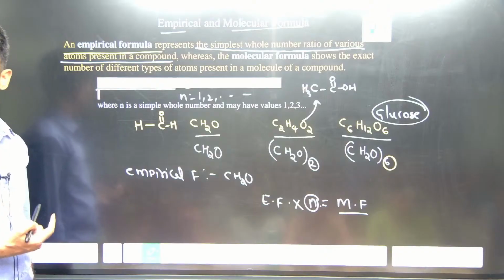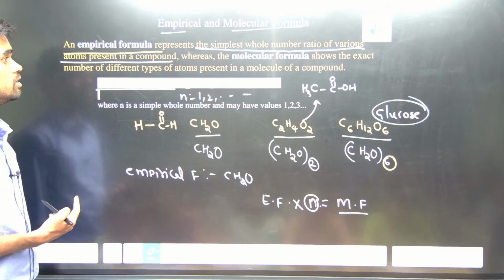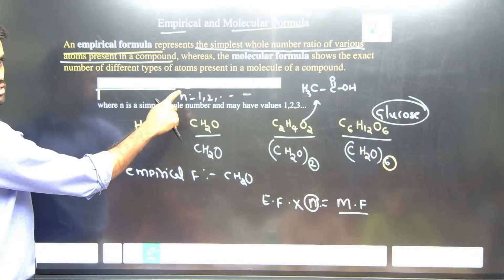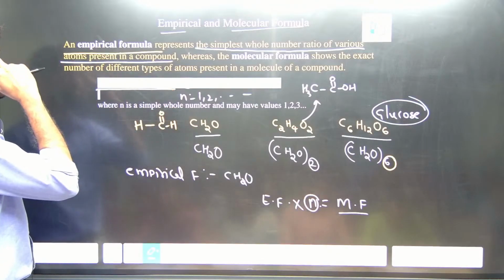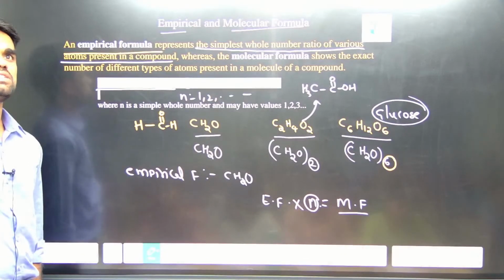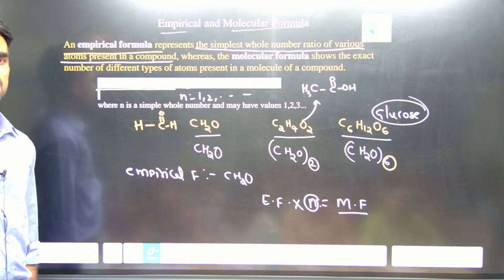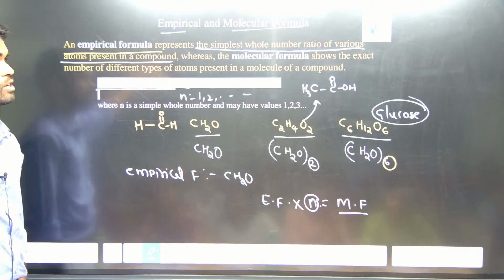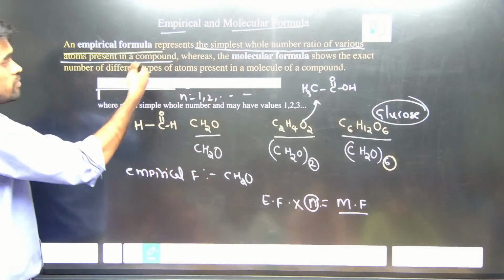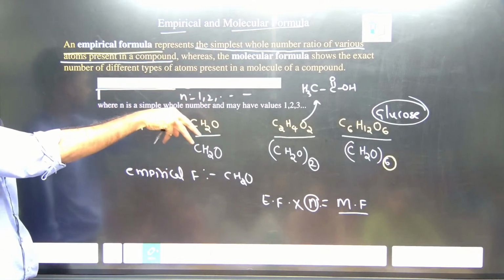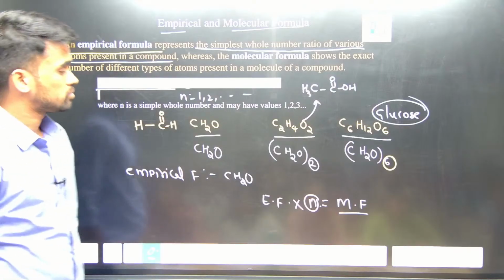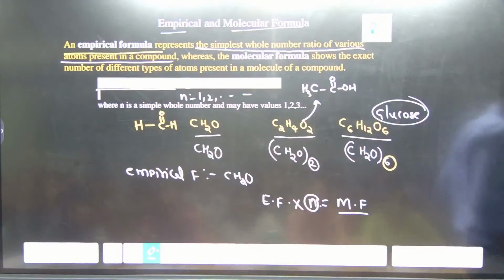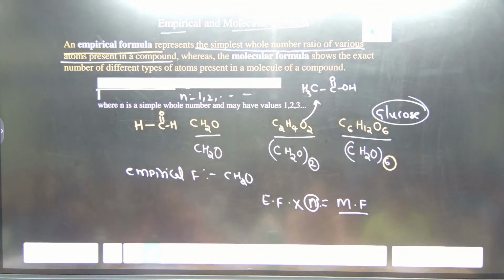Okay, up to here everyone done with this? Just write this formula, that's it. In your mind there should be, empirical formula means the simplest whole number ratio of all the atoms present in a compound, whereas molecular formula shows the exact number of different types of atoms present in the compound. Done?